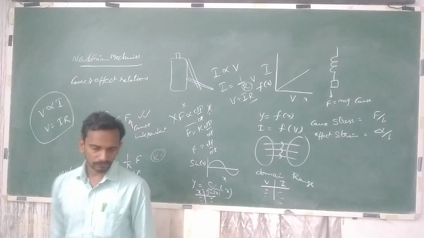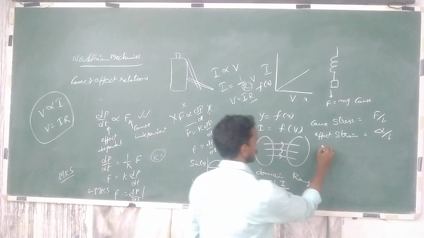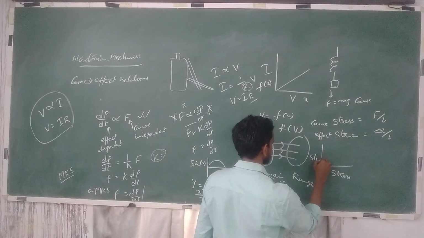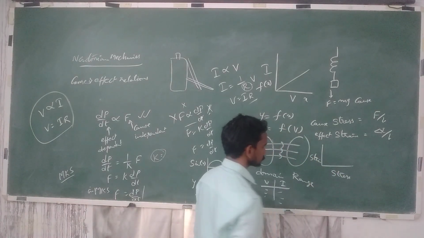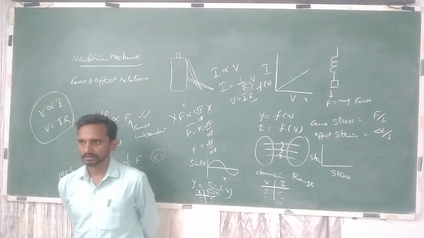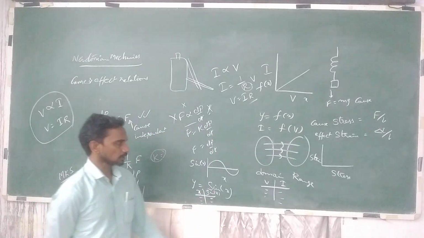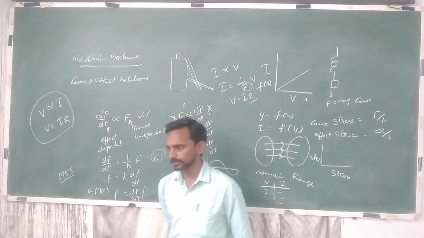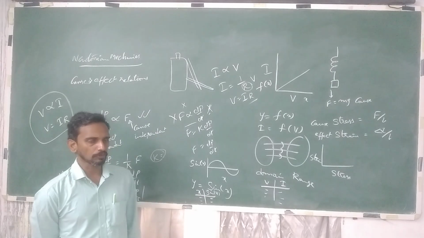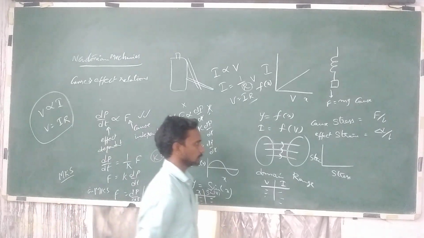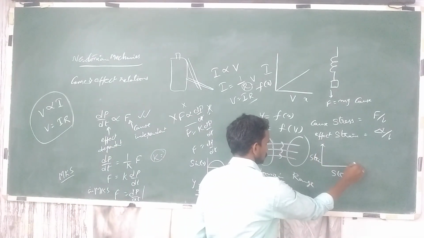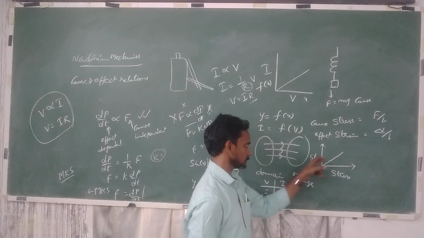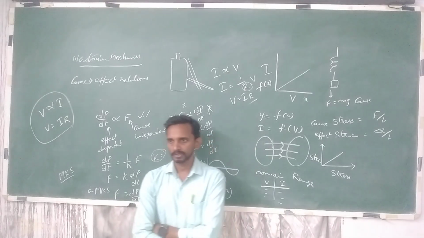So when you draw a graph, you have to take stress on the x-axis and strain on the y-axis. Right? The cause should be on the x-axis and the effect should be on the y-axis. So what happens? In the proportional region, the Hooke's law applicable region, stress is directly proportional to strain. So as stress increases, strain also increases.